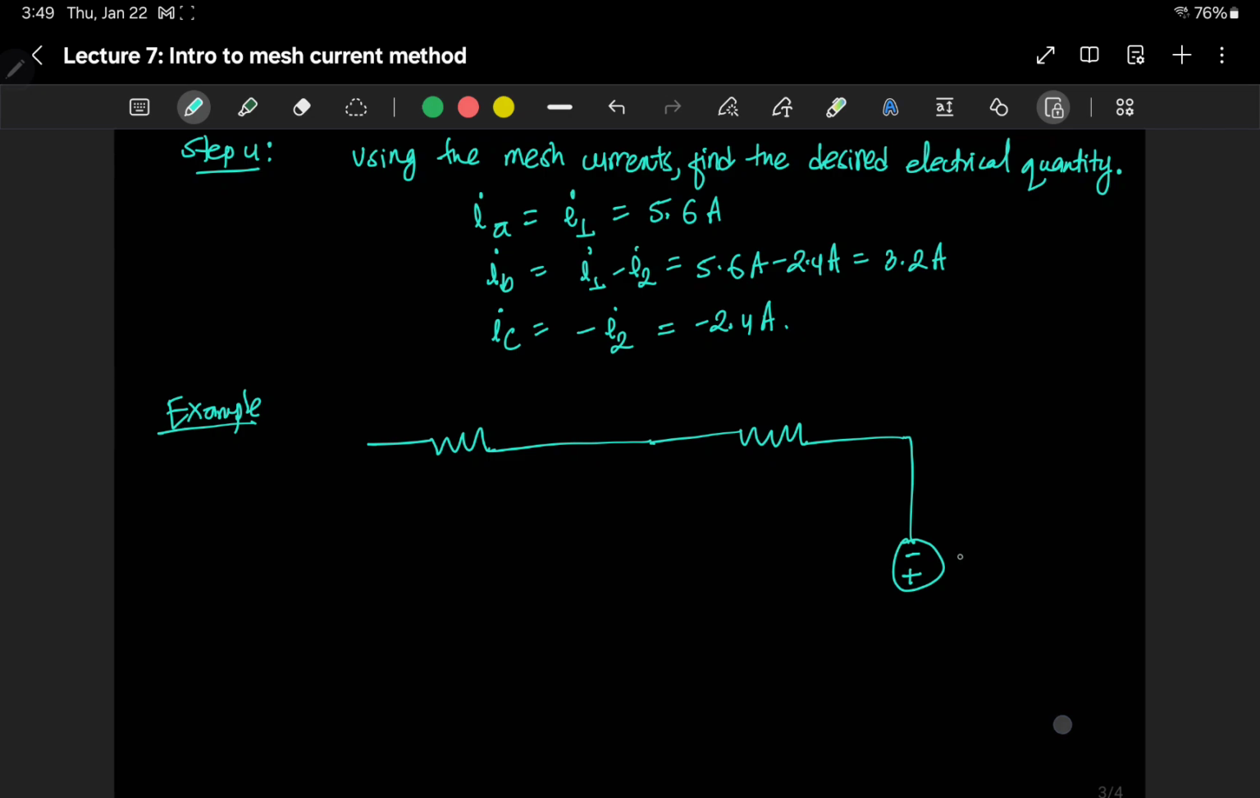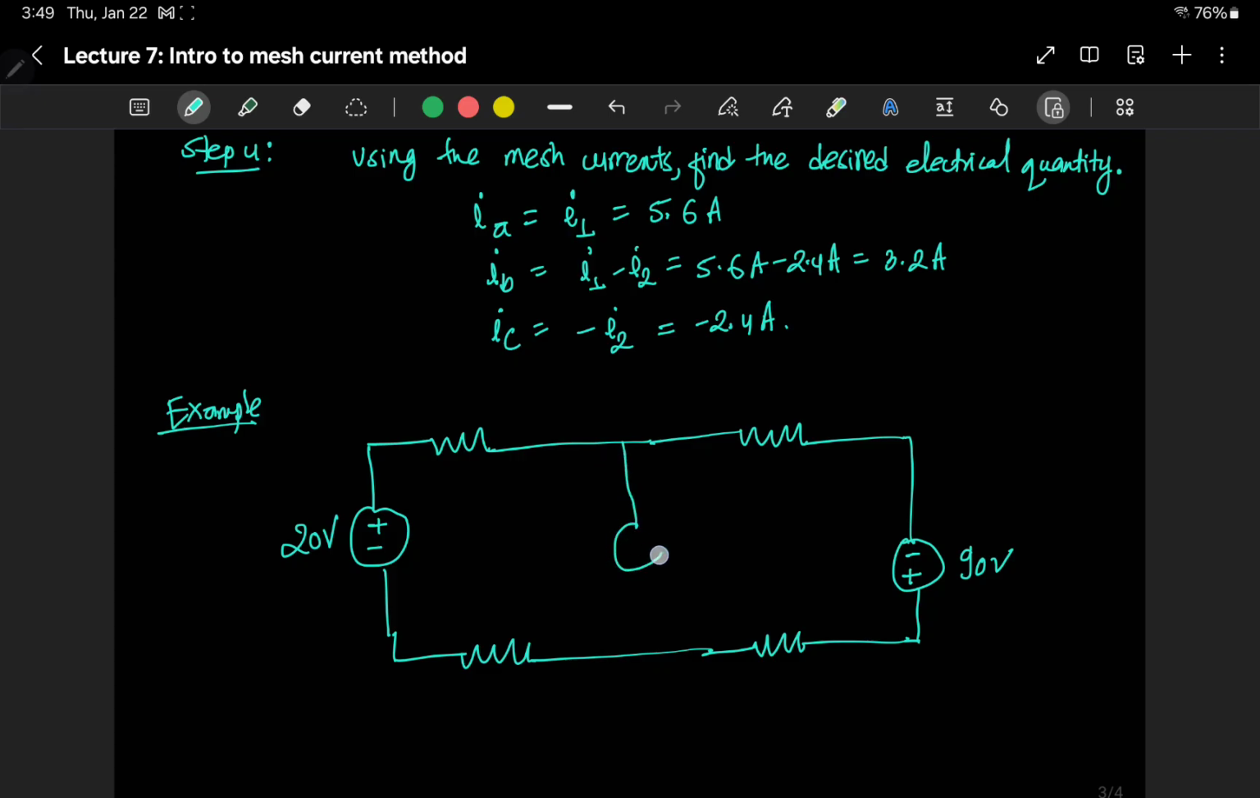As I mentioned earlier, look into the polarity of these sources. So it's negative, this is positive. And this is positive, this is negative. So this is 20 volt. And we have a current source which is 6 ampere here in between. And we have this is 4 ohms, this is 9 ohms, this is 6 ohms, this is 1 ohm.